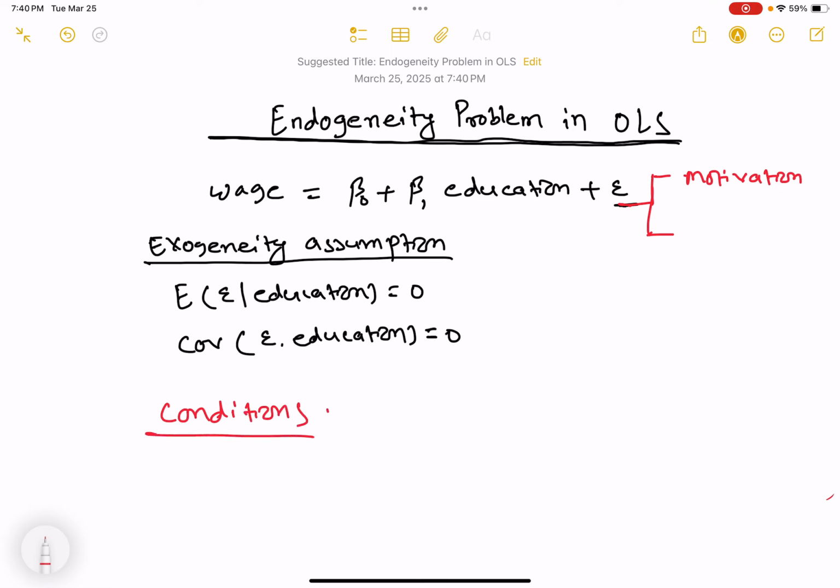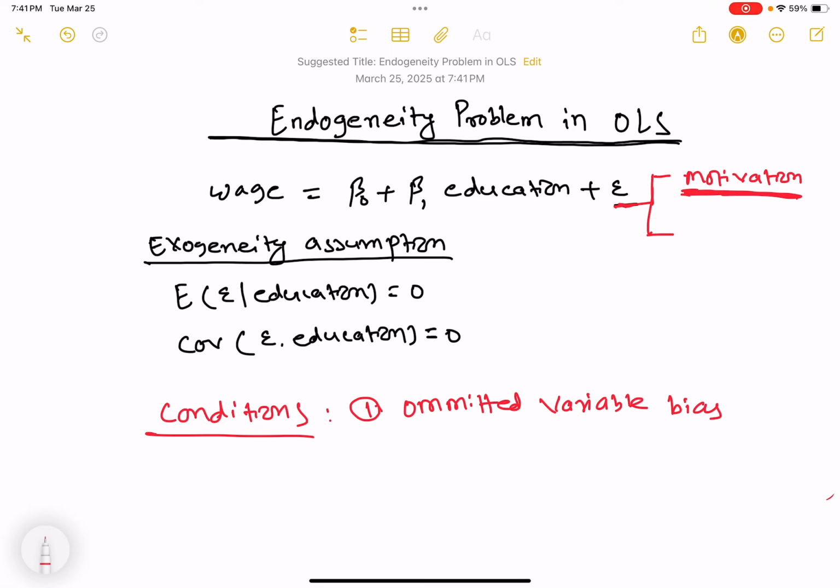The first condition can be omitted variable bias. As I mentioned, in this error term, one factor can be motivation. Then what is the original story of this equation? Individual's wages depend on education, or education has impact on the wage of the individual, and the potential story is those who have high education will earn more, right?